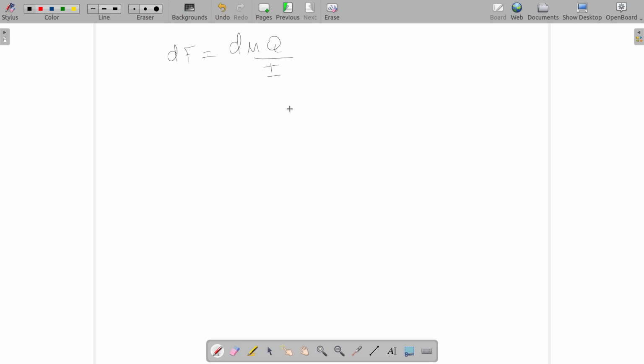Now what if we find the derivative of the whole thing with respect to x? We'll get dF over dx is equal to dM over dx into Q by I. So this is the change in force in the longitudinal direction per unit change in the longitudinal direction.